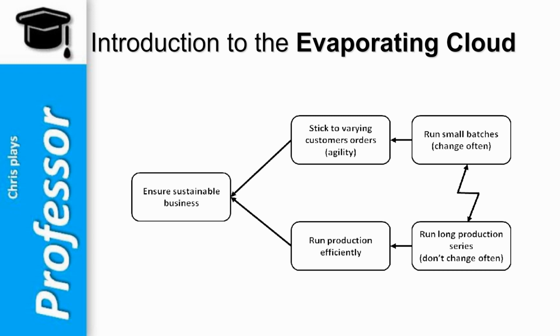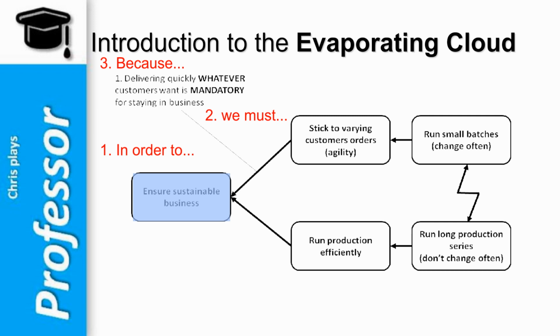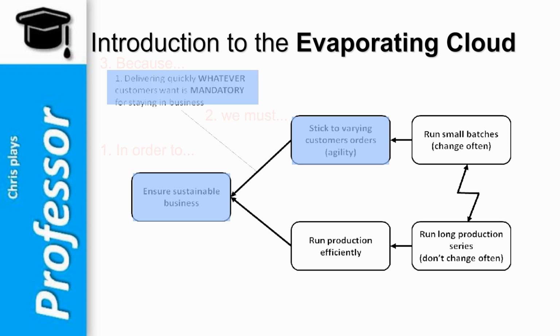Their assumptions are listed, and in this example, in order to save time, I rephrase the statement using the so-called extreme wording, which is deliberately exaggerating the importance of the statement. The cloud reads, in order to ensure sustainable business, we must adhere or stick to varying customer orders because delivering quickly whatever customer wants is mandatory for staying in business.